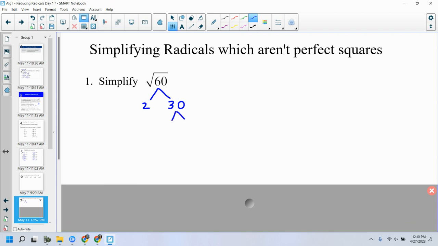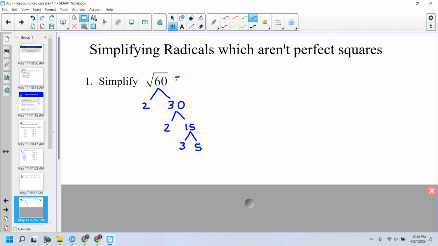Okay, break up 30. 10 and 3. I like to keep doing 2s, 2 and 15. Could I have broken it up into 10 and 3? Yeah, sure, that would be fine. I like to keep doing 2s until I can't anymore. Like 15, I can't divide that by 2. But I can divide that by 3. That's 3 and 5. But no matter what, I get the prime factorization.